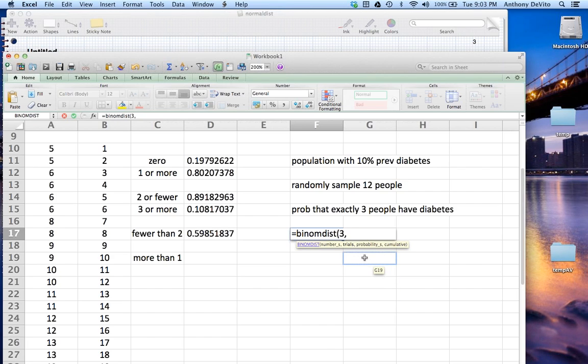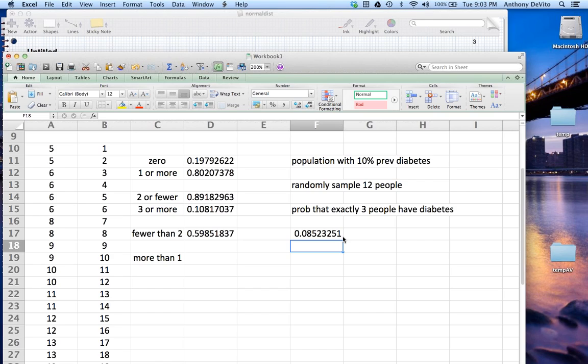Comma. The number of trials is the number of people you sampled. That would be 12 people. The probability is the prevalence of diabetes, the chance of any individual having diabetes, 0.1. Comma. And then we have to fill in cumulative, false or true. If I put in false for cumulative, it will give me the probability of having exactly 3 people out of 12 that have diabetes, and that probability is 8%.